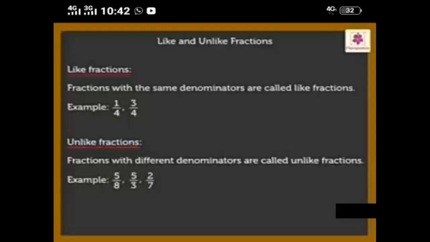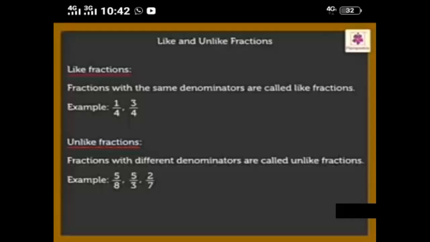What is the difference between like fraction and unlike fraction? In the case of a like fraction, denominators are the same. In the case of an unlike fraction, denominators are different.